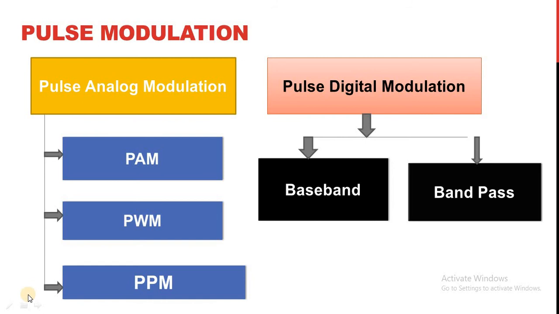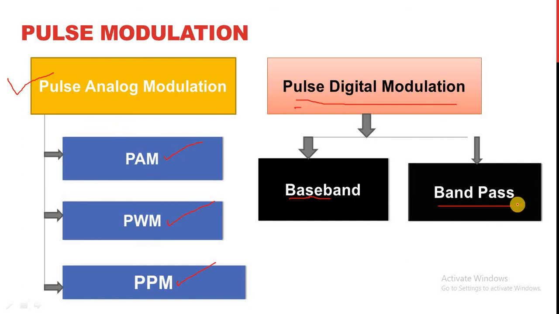Pulse modulation is mainly divided into two types: pulse analog modulation and pulse digital modulation. Pulse digital modulation techniques are all digital modulation techniques. Pulse analog modulation is divided into pulse amplitude modulation, pulse width modulation, and pulse position modulation. In pulse digital modulation, we have digital modulation techniques, those are baseband and band pass.